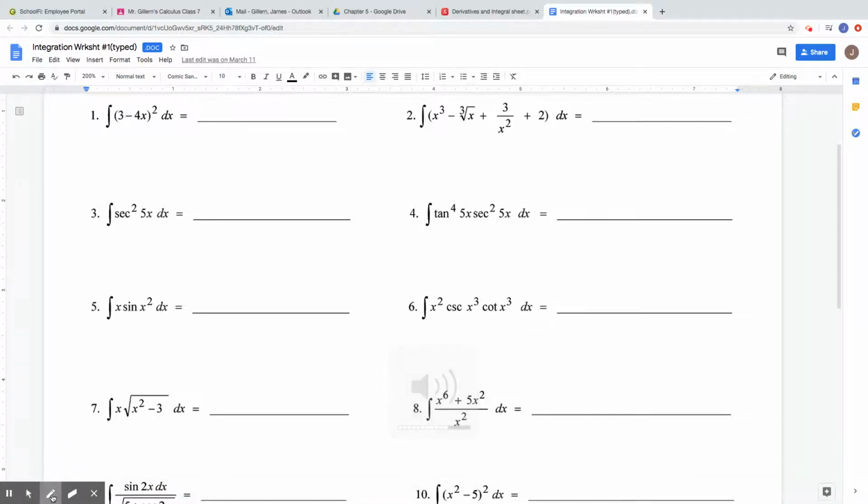All right, so we're going to go over the homework from integration. You guys already did some of these. You only had to finish the worksheet. So the first one you had to do was number 4.